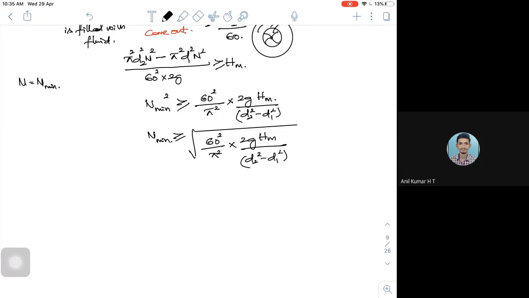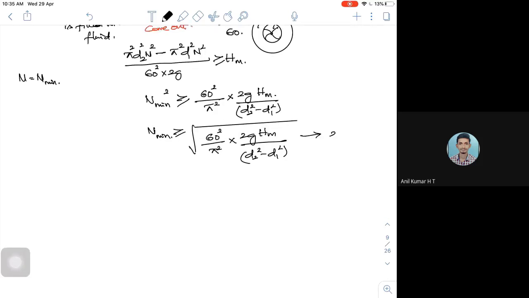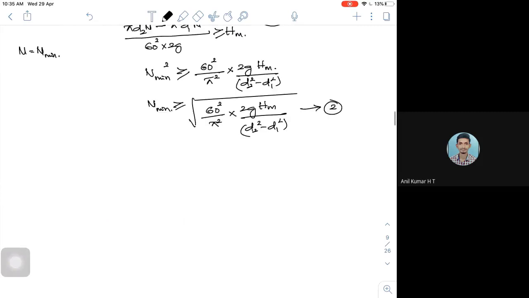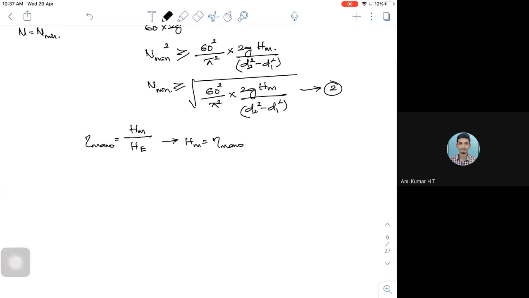So if I call this expression 2, or whatever it may be, into H, and I substitute for this, what will happen? Your N minimum is greater than or equal to the square root of 60 squared by pi squared into 2g Hm divided by d2 squared minus d1 squared.